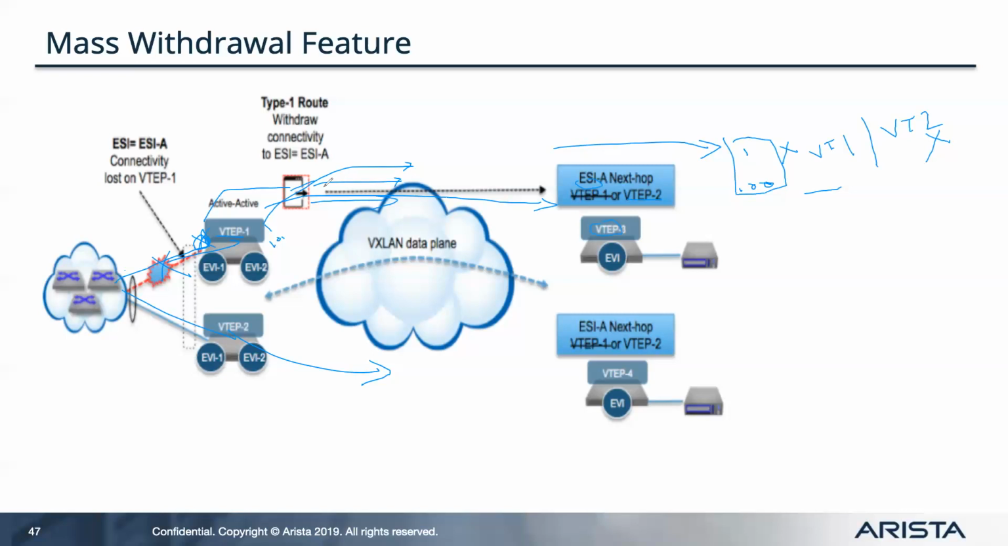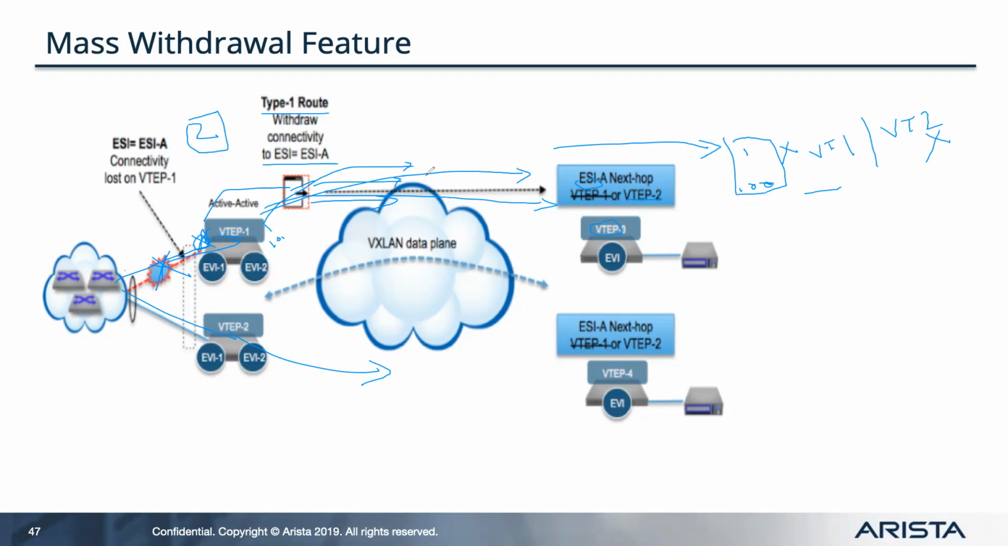So what we do here is, instead of sending 100 type 2 routes or 100 pieces of information in a type 2 route, we send out a withdraw of the type 1 route. So basically VTEP 1 will say, hey, now I am not connected to this Ethernet Segment Identifier, I am not connected to the ESI. It will also send a type 2 withdraw route, but it will wait for some time, not immediately.